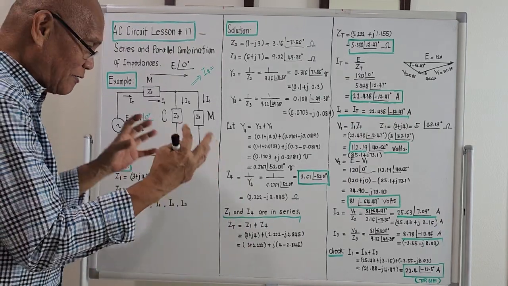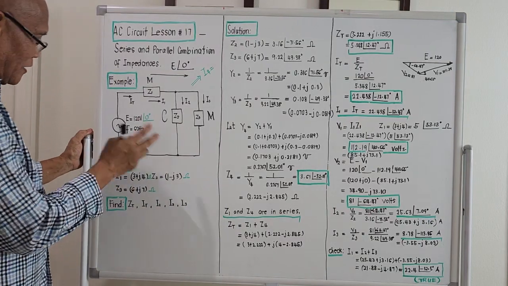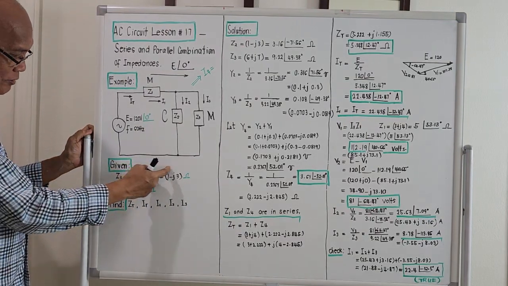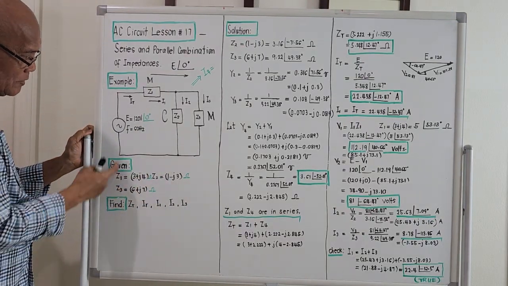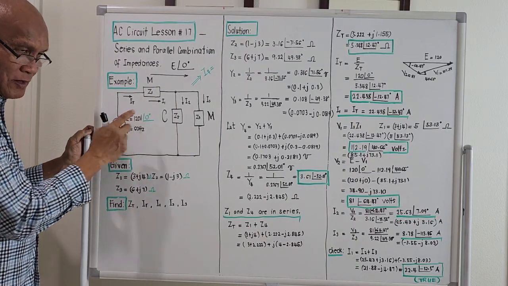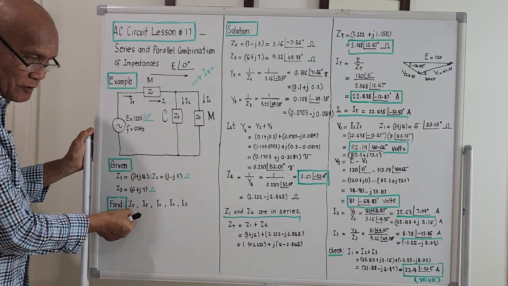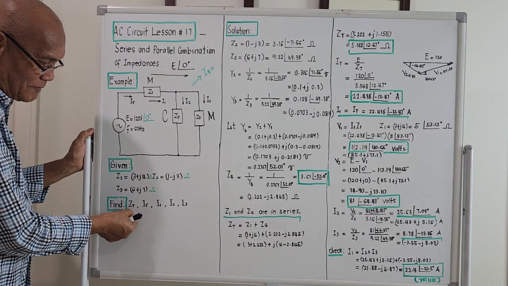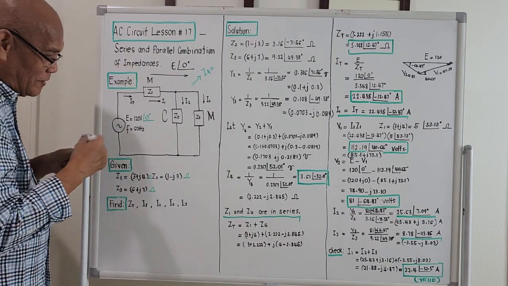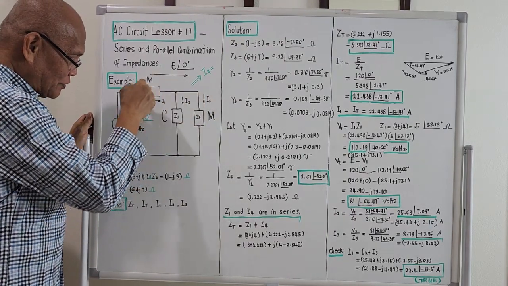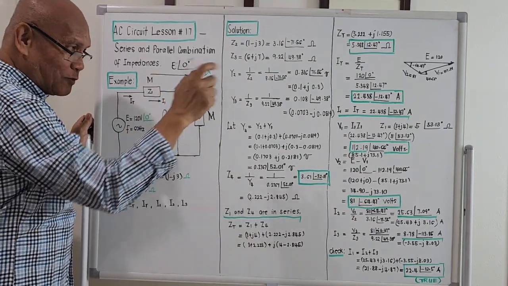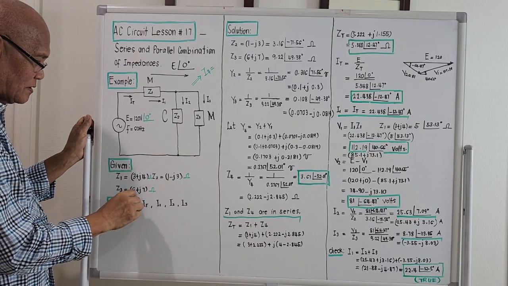unknowns for the given problem. Z1, Z2, and Z3 are given, and the applied voltage is given. What I am asking is to find the total impedance of the circuit. Total impedance means if we compress this circuit, what will be the single equivalent impedance?